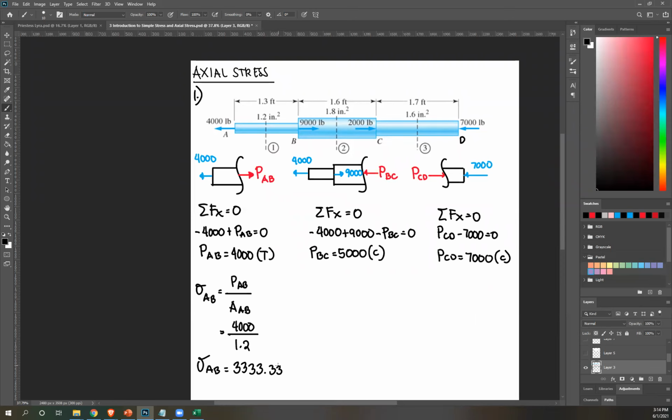And then to find out the unit, our force is in pounds, right? So let's write that, pounds. Tension, pound compression. So this is pound divided by inch squared. So pounds per square inch, and we call that PSI. Okay, so that's your stress in the first segment. Do the same thing for the others. Now we have stress BC.